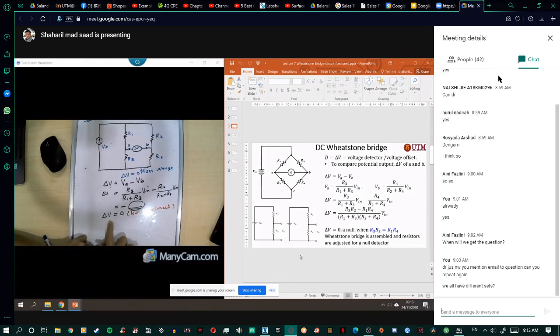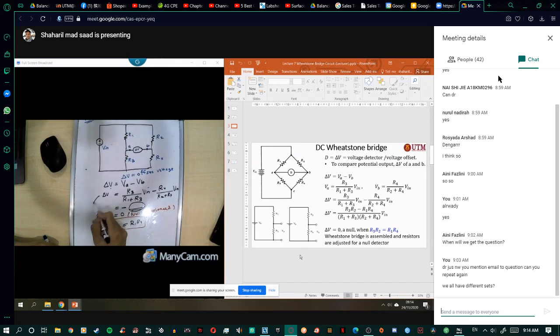So when delta V equals 0, that means the right bridge and the left bridge give you the same value. That means VA equals VB. When that happens, you can see from the formula with delta V equal to 0 that R3 times R2 equals R1 times R4. So where do you get this formula? It is based on this one.